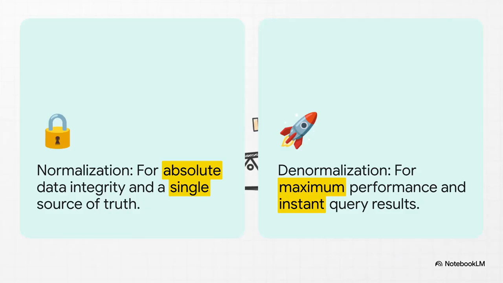And here they are, our two big philosophies staring each other down. In one corner, you've got normalization. Its whole promise is about having one single, perfect source of truth. No mistakes, no confusion. Then, in the other corner, there's denormalization, and its motto is simple: give me answers and give them to me now. Both are totally valid approaches, but man, they could not be more different.